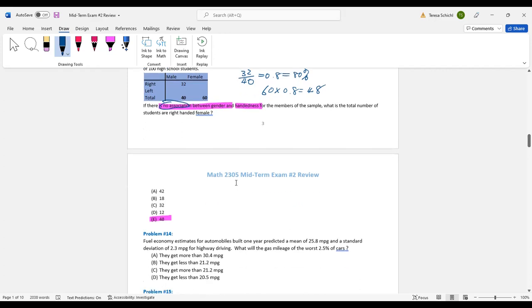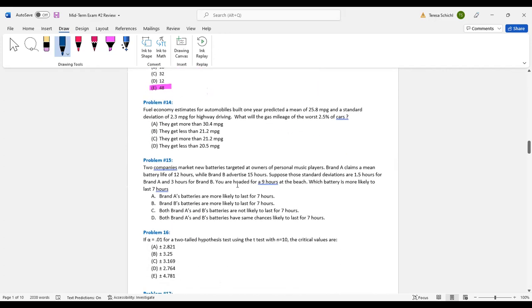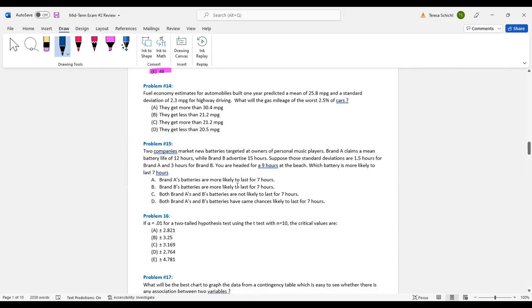Yeah. All right, okay. Now let's take a look at number 14 here. They say the fuel economy estimate for automobiles built in one year predicts the mean is 25.8 miles per gallon.